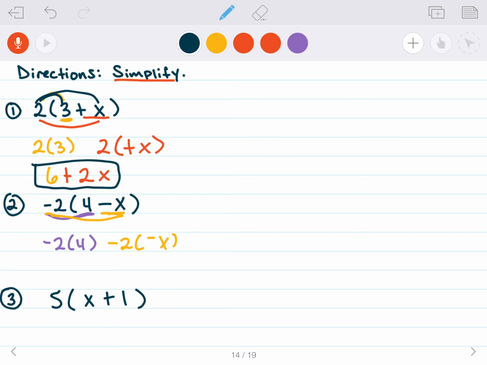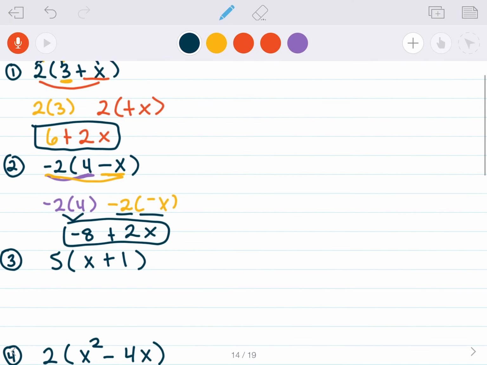Okay, so negative 2 times negative 2 times 4 is a negative 8. Negative 2 times a negative x. Negative times negative is positive. So this is going to be a positive 2x. Okay, and that's our fully simplified answer.